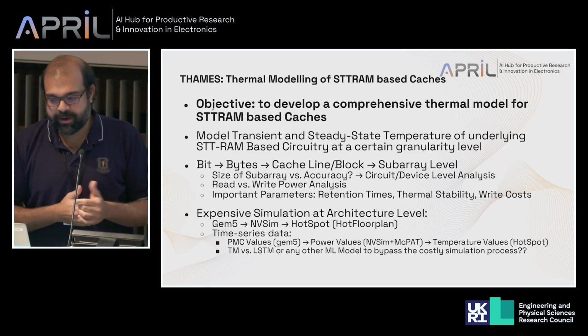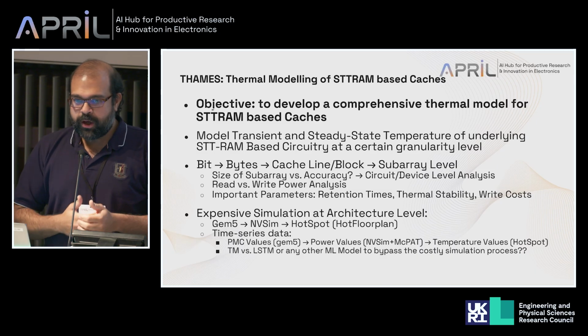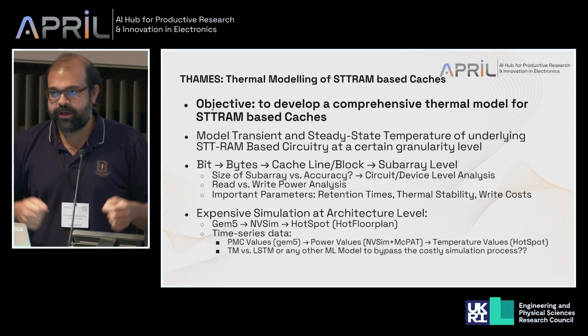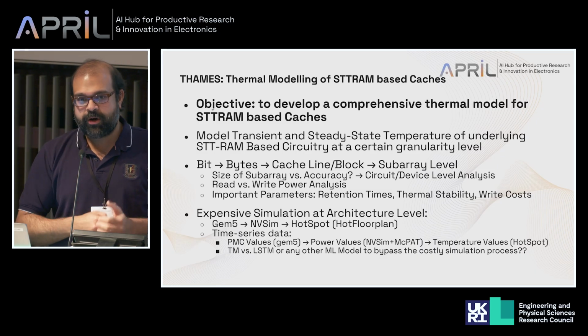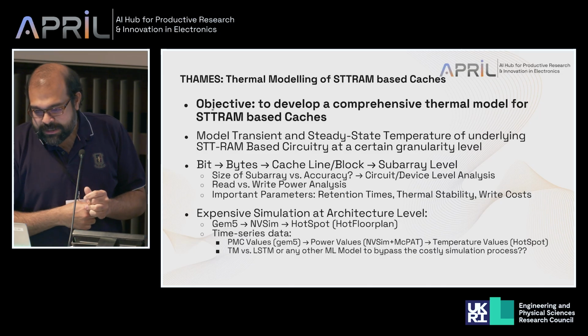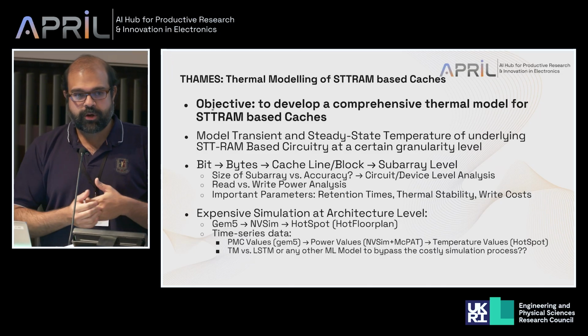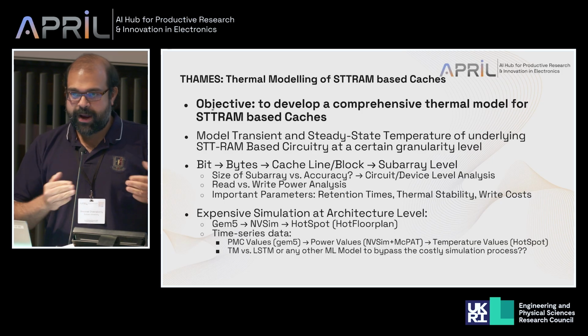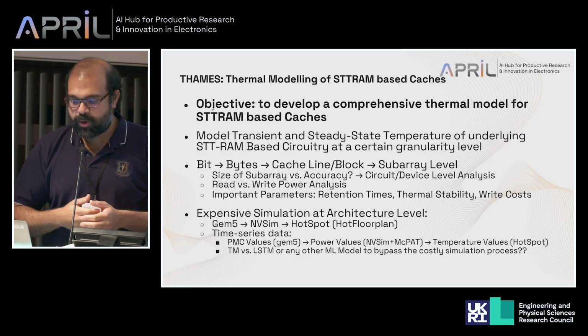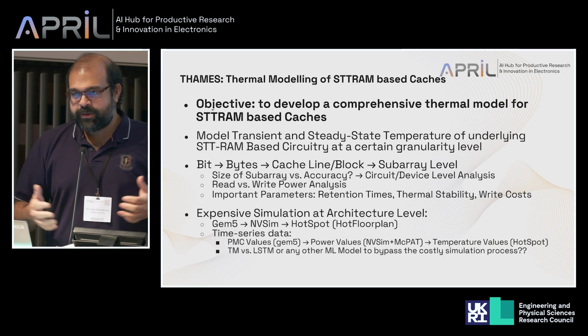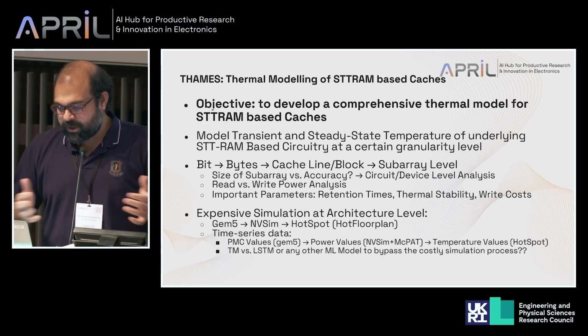So let's talk about the granularity of the cache memory. When you store some data, it's in the form of 0 or 1, which is called a binary digit, or bit. At that bit level, we are trying to track the thermal properties: when you change from parallel to anti-parallel or vice versa, what are the thermal implications, and how does it behave in terms of temperature?